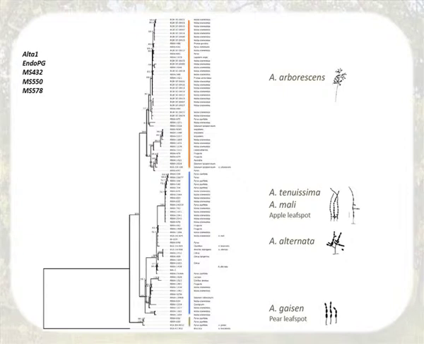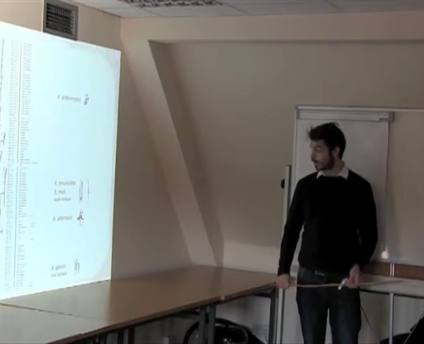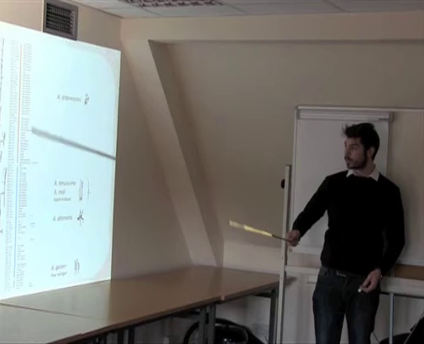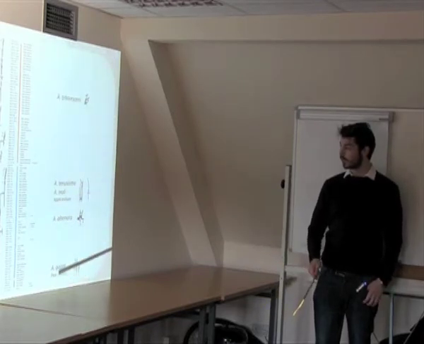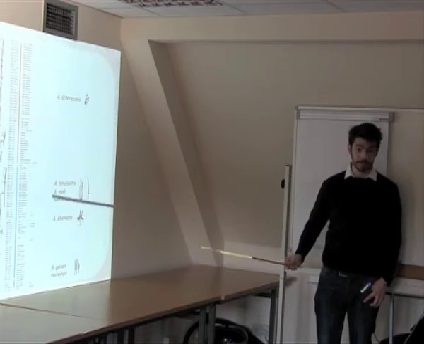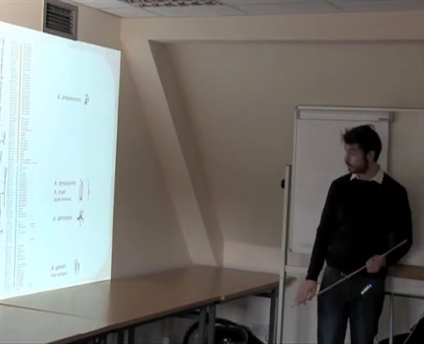So Alternaria arborescens we observed within lineage 1. Within lineage 2 contained Alternaria tenuissima, Alternaria mali, and Alternaria alternata. And lineage 3 just contained 3 isolates, including the reference isolate for Alternaria gaisen, the pear pathogen as well. So of significance already, we're seeing 3 major lineages falling out, and a clustering of multiple morphologically described taxa within a single lineage as well. So possibly raising questions over their validity as distinct taxa.